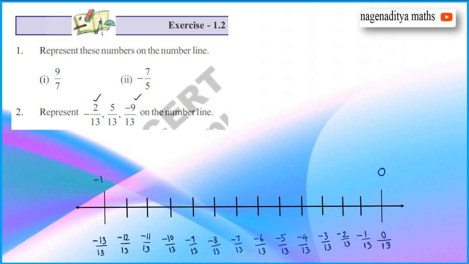So what fractions do we need to represent on the number line? -2/13, here it is, and next -9/13, here it is. So this is how to represent a proper fraction on the number line. Every time the process is the same. First we have to know which numbers the given fraction lies between. After that we add 1 to the given denominator, and we can easily represent the given fractions on a number line, whether they are proper or improper fractions. This is a very easy method.